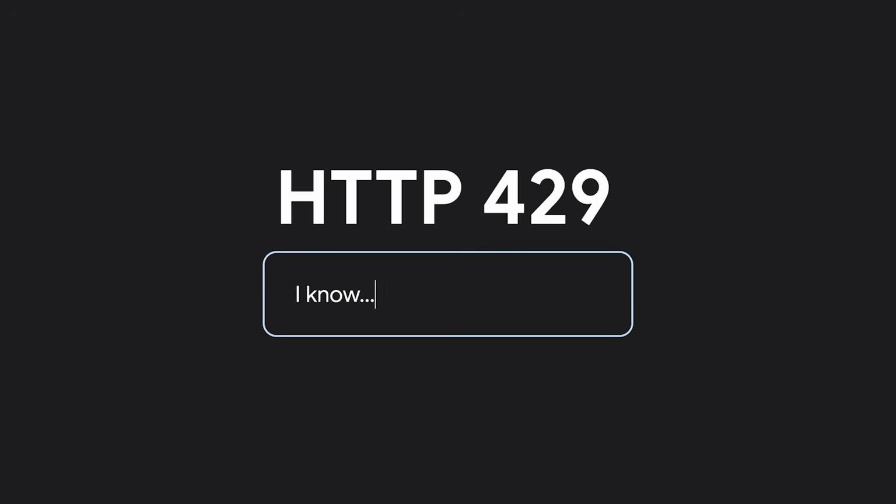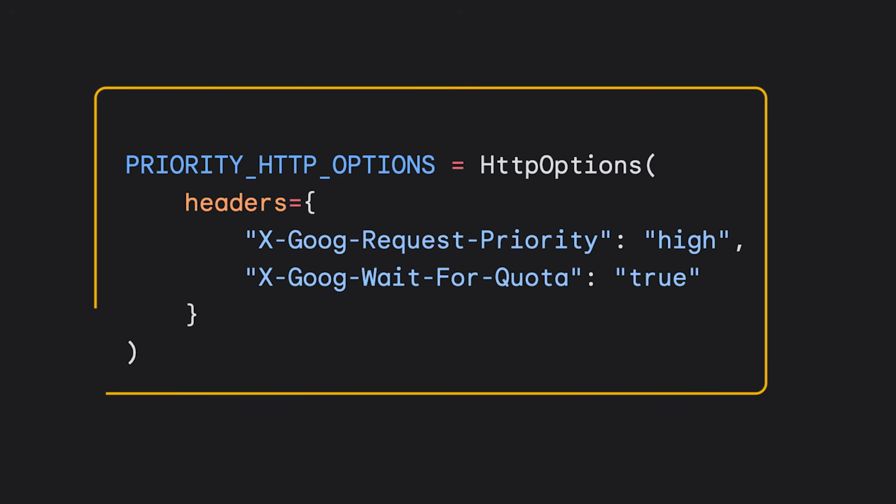The biggest learning while building this was how to prevent the HTTP 429 resource exhausted error. By simply adding 2 additional HTTP headers, you can make use of priority inference, and your agent gets guaranteed and prioritized slots at the model endpoint.